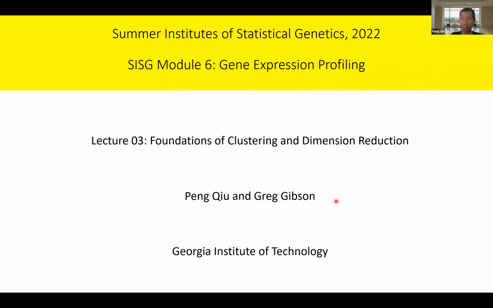Okay, great. All right, so this particular lecture is about foundations of clustering and dimension reduction. In gene expression profiling, we're always dealing with high dimensional data, right? The total number of genes being 20,000 or 30,000, depending on the platform you use to generate the data and the pipeline you use to pre-process the reads.